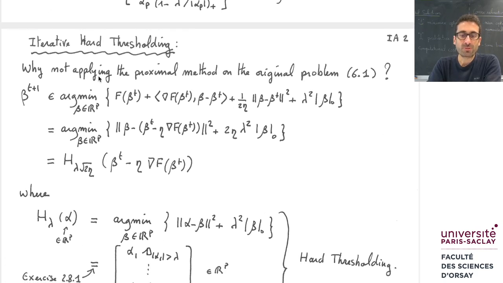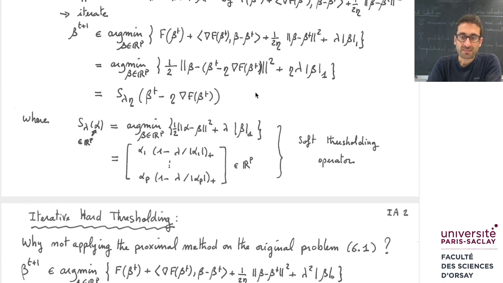So if you want to apply the proximal method on the original problem, what we do is replace f of beta here by this quantity, which is a proxy for f. And of course, we now penalize with lambda squared times the pseudo L0 norm of beta.